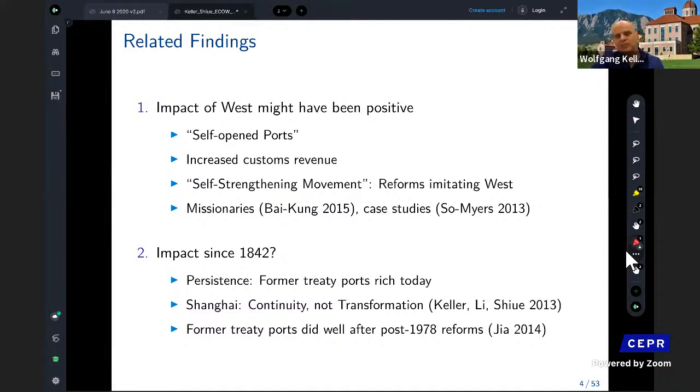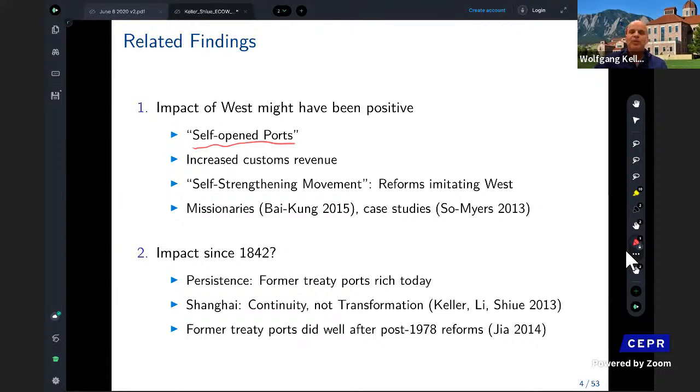And there's some literature that actually has a similar inkling, literature as well as facts. For example, in addition to these treaty ports, there were ports that China self-opened, about 10, 12 of them. And that would presumably not have happened if there wasn't any benefit from these treaty ports that were opened by force due to these treaties.